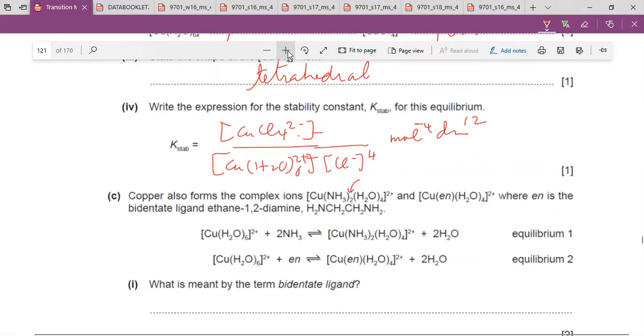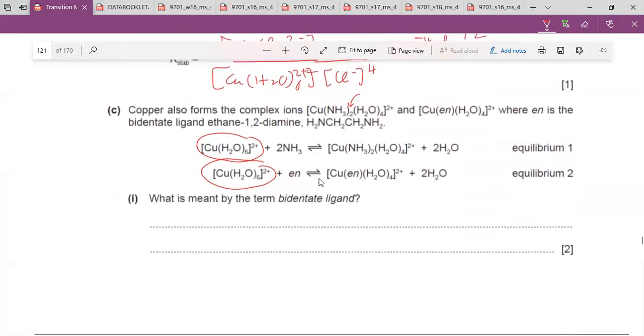So always make sure it's got the water here, right? Because en is a bidentate, right? So bidentate is 2 already, 4, 6, okay? En is a bidentate ligand, ethane-1,2-diamine. And then here's the first equation. Here, of course, remember, they always start with what? Water. With the water ligand, right? Always, the Kstab always refers to the water one. Okay, here's the one here.